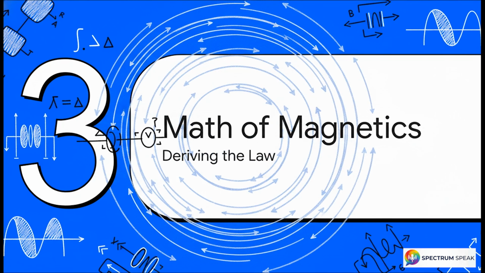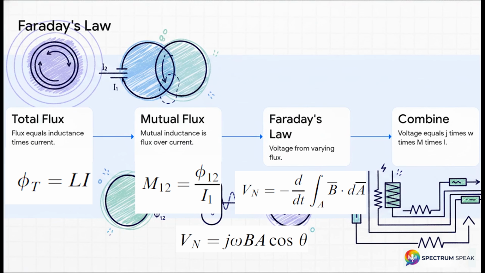Okay, let's get into section 3, the math of magnetic coupling. We are not skipping any steps here. Let's derive the rules. First up, the total magnetic flux, phi t, is simply equal to the inductance, L, multiplied by the current, I. Simple enough, right? Second, when the current I1 in our first circuit produces a flux in circuit 2, we define the mutual inductance, M12, as the flux in circuit 2, phi 12, divided by the current I1.